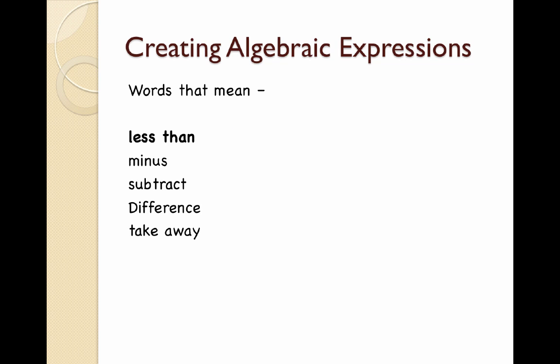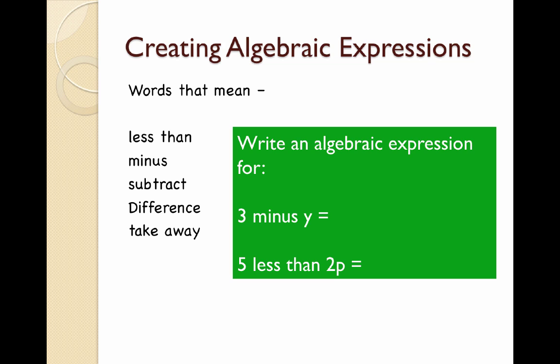The same can be done for less than. All these words mean the same thing: less than, minus, subtract, difference, and take away. So if I wanted you to write an algebraic expression for things like 3 minus y and 5 less than 2p, 3 minus y would just be a 3, then the minus symbol, then a y. That is 3 minus y. For 5 less than 2p, I actually have to start with the 2p because I want to get the number 5 that is 5 below it, or 5 less than it. So in this case, it would be 2p take away 5 and not the other way around.